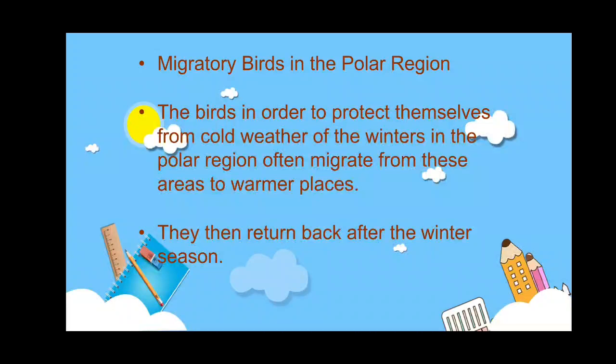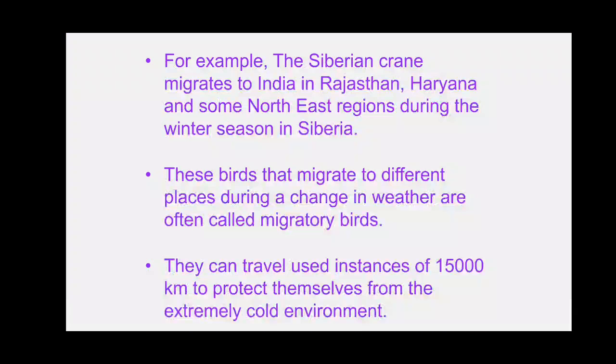Next, these are some animals which can stay there for the whole year. But there are some birds which cannot survive in the extreme cold conditions, so they move from that place. They are known as migratory birds. The birds, in order to protect themselves from the cold weather of winter in the polar region, often migrate from these areas to warmer places. They then return back after the winter season.